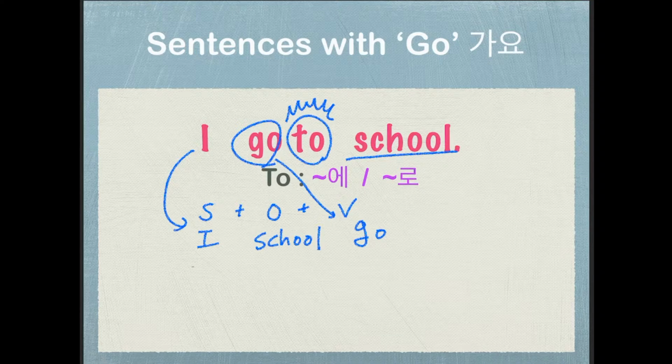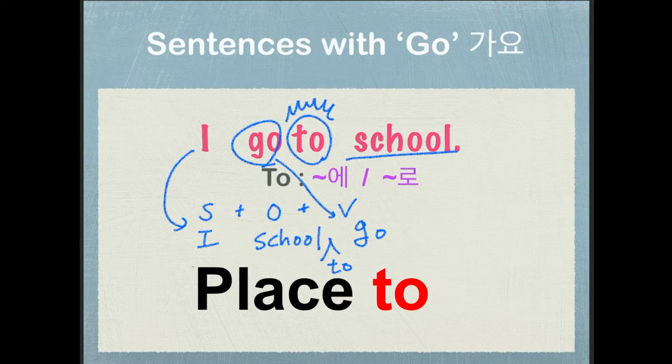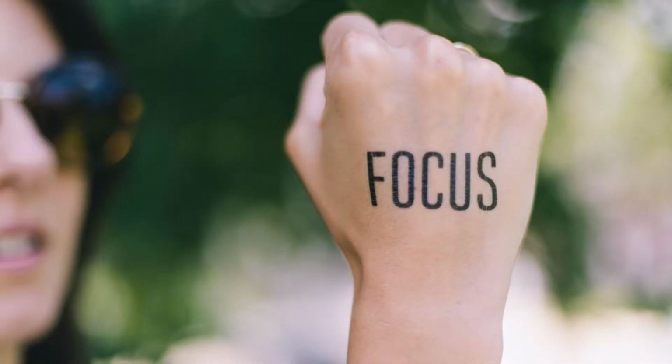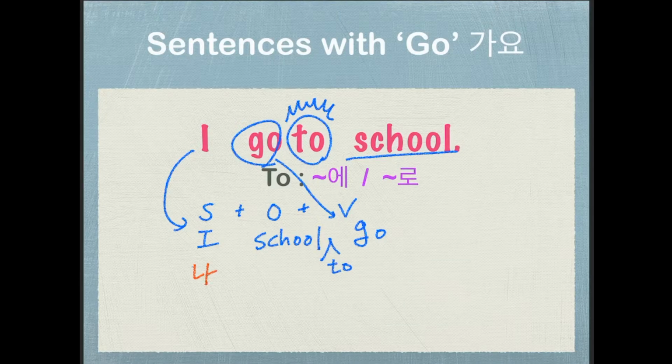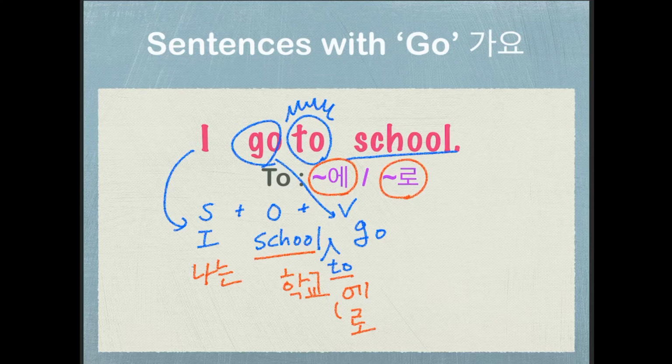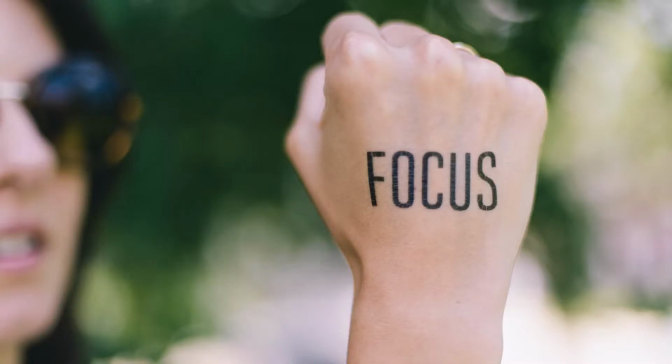Where we have to put to is just here, okay? Which means place and to, okay? So let's do it. 나는 학교 to 에 or 로. I write down here already, right? 가요. Got it?